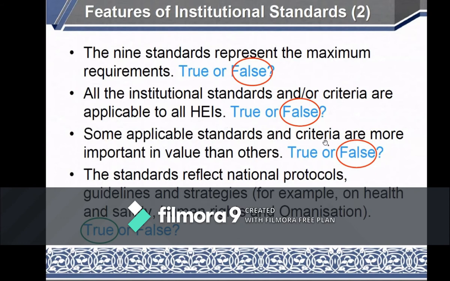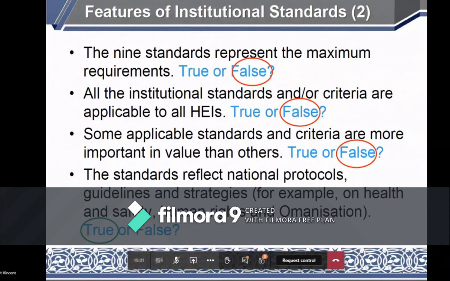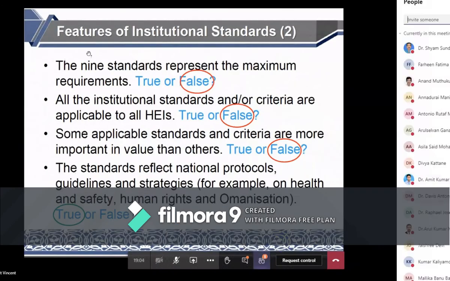Are some applicable standards and criteria more important than others? It is totally false. A standard such as 2, which we are more involved in, is given the same importance as 9, or maybe 5, or research, which is 4. There is no special indication that if we do well above 100 in a particular standard or criterion, we may be able to achieve the accreditation. It's nothing like that. Everything is equally weighted.